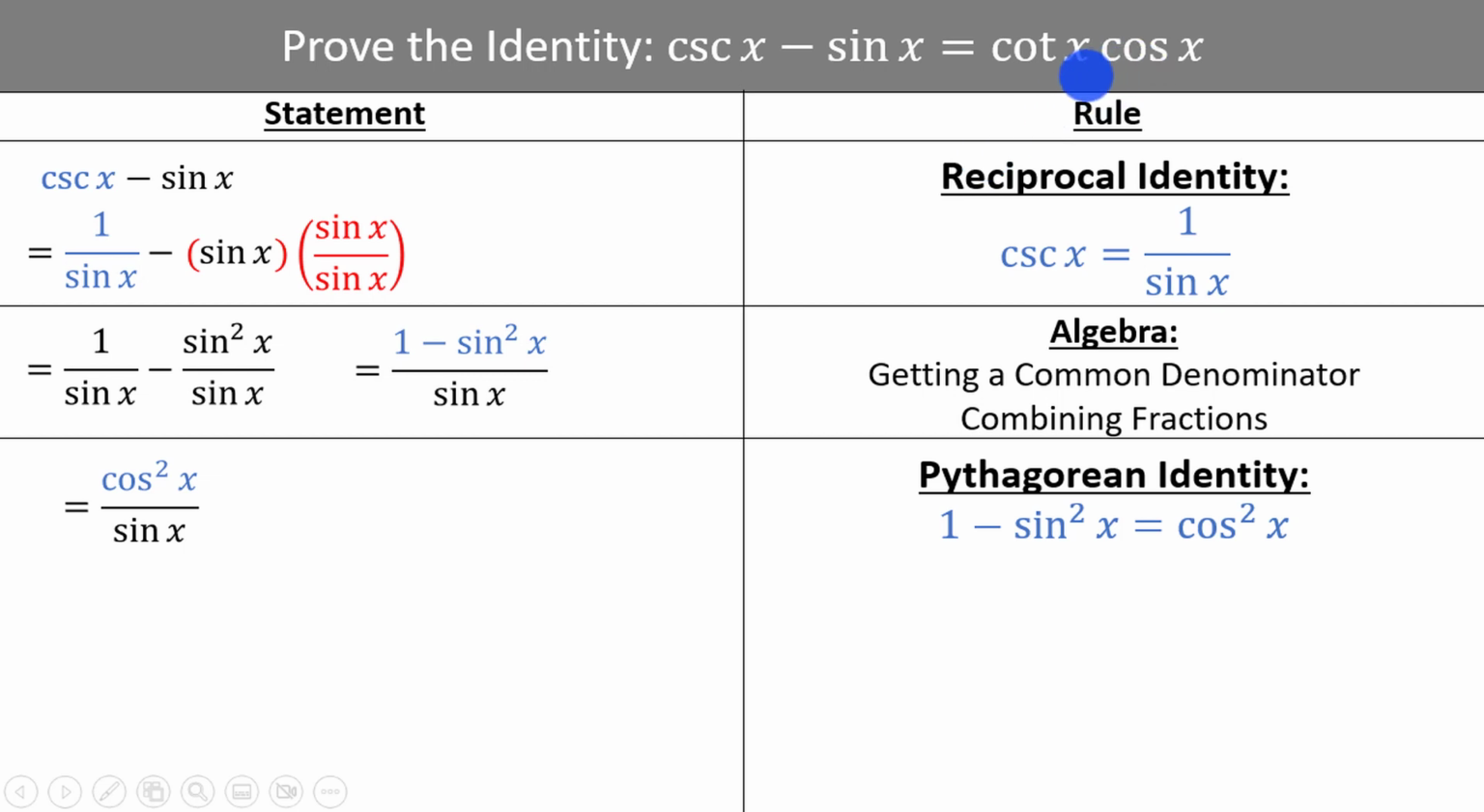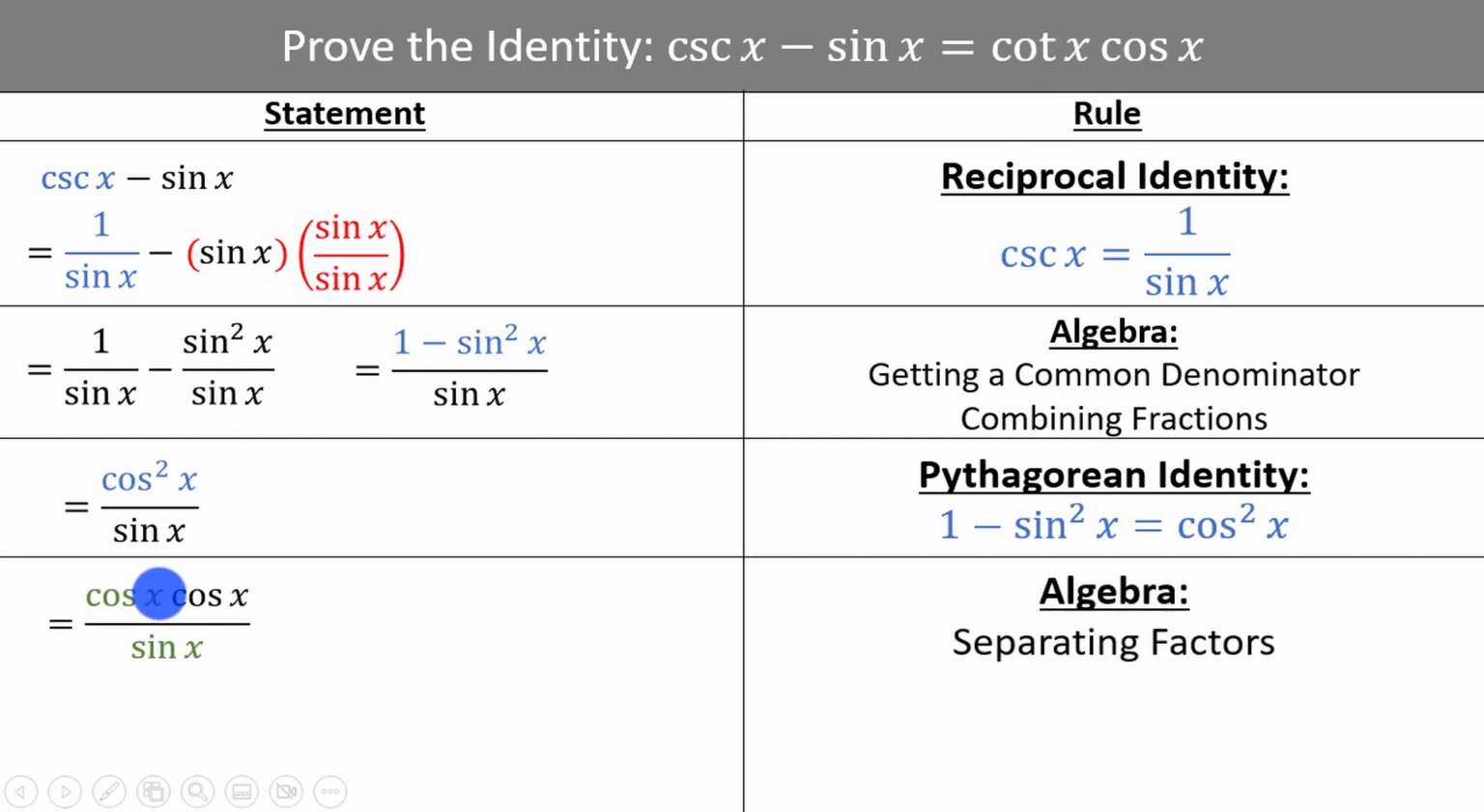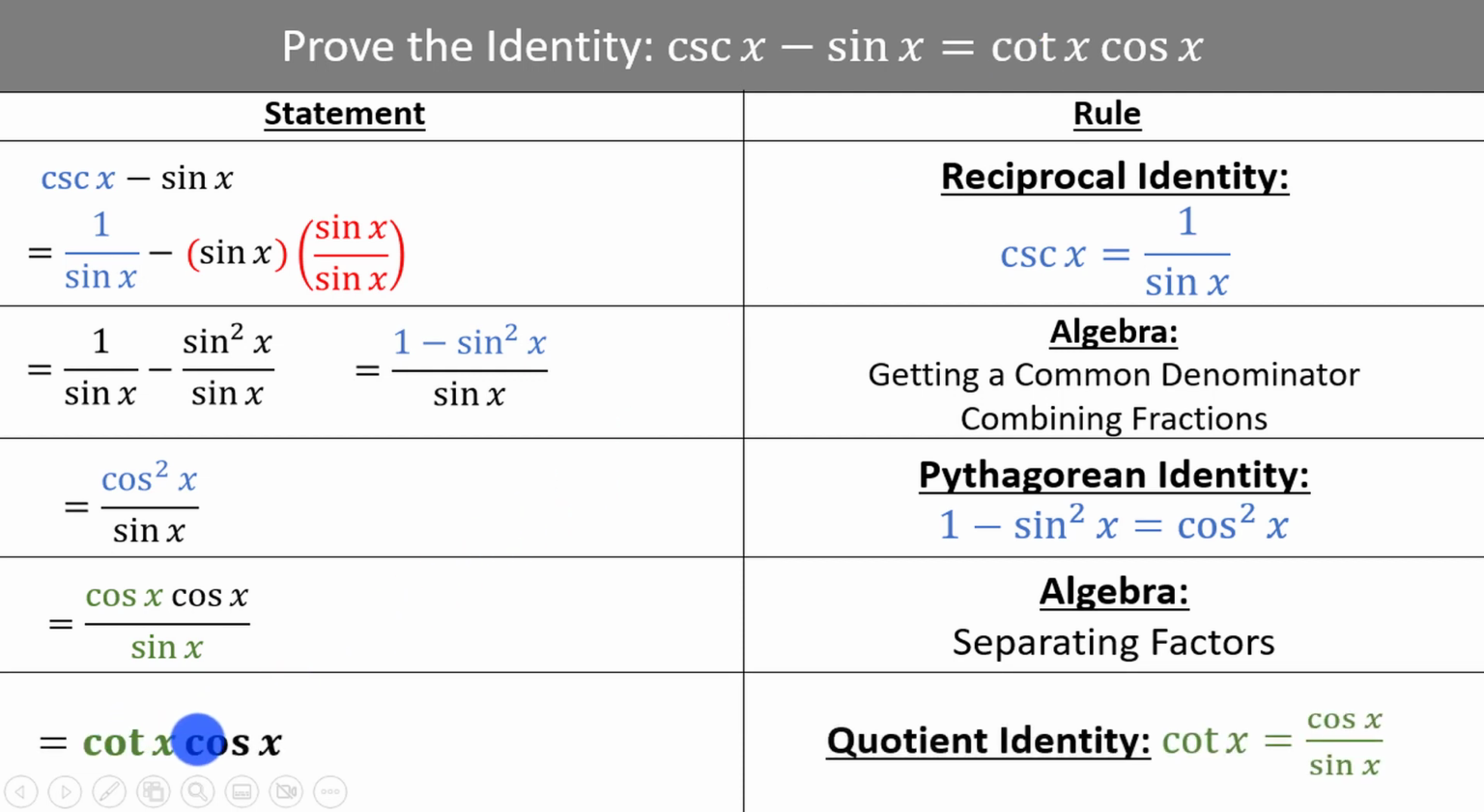Now, if we look at our final goal, we would like to have cotangent of x times cosine of x. Cotangent is cosine over sine, so let's split off one of the cosines so that we have cosine of x times cosine of x divided by sine of x. Cosine squared is just the same thing as cosine times cosine, so this is a legal move. Cosine over sine is the same thing as cotangent, so we have cotangent of x times cosine of x by the quotient identity. At this stage, we have finished our proof. We have shown that cosecant minus sine is the same thing as cotangent times cosine.